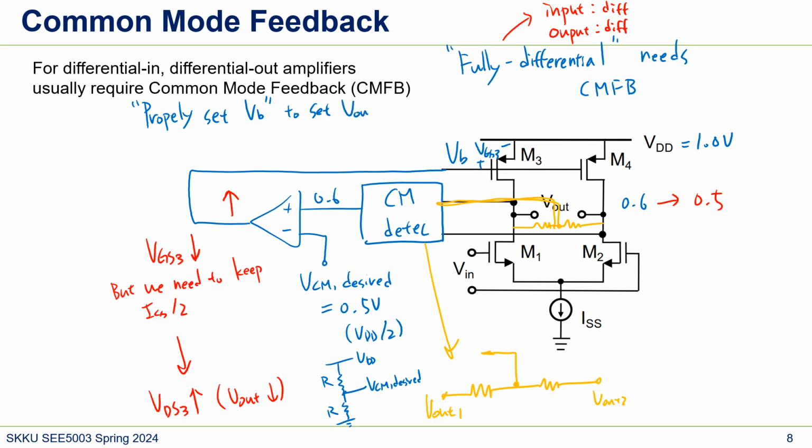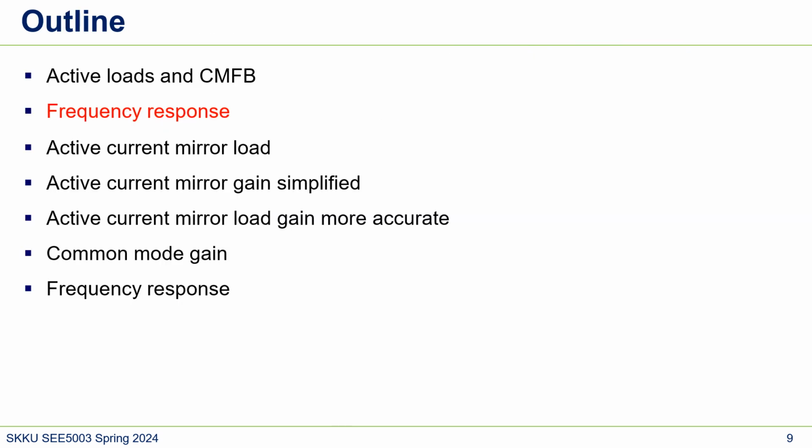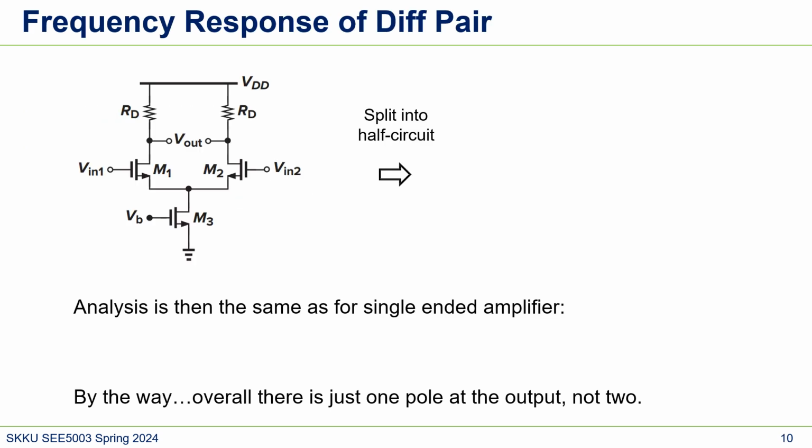Set Vout DC. Next, let's see the frequency response of these active loads. The frequency response of this differential pair is actually easy. It's identical to what we learned, because node P is AC ground, right? We learned about this in the previous lecture. So this will be AC ground, and we can cut this differential circuit in half, and then it will be RD and M1 still, and this is AC ground.